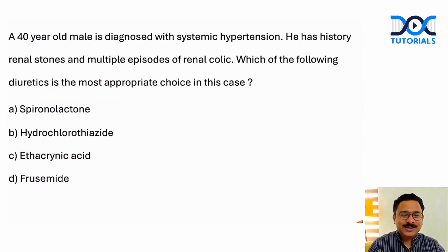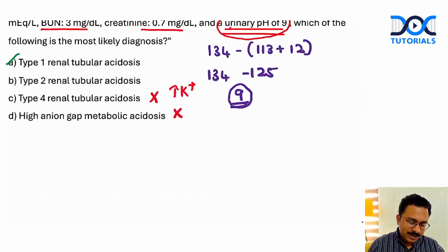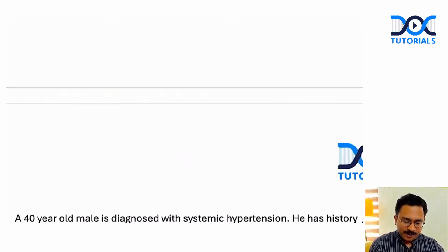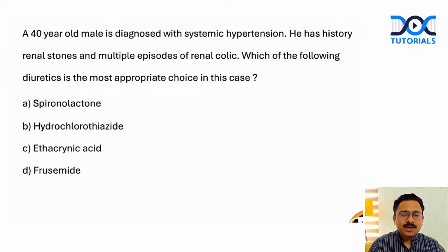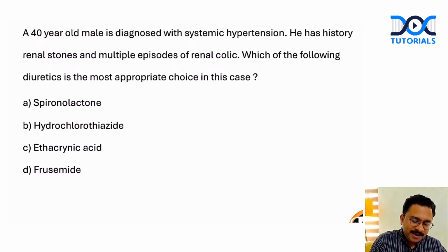So coming to the next question. So we have covered the questions of pulmonology, acid-base balance. Next, coming to this question, a 40-year-old male is diagnosed with systemic hypertension. He is having a history of renal stones and multiple episodes of renal colic. Which of the following diuretics is the most appropriate choice in this case? Now, in a patient who is already having a history of renal stones, I am not going to prefer furosemide.